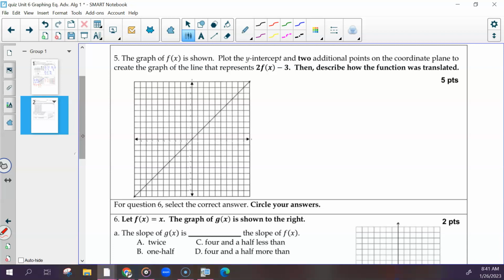You should not have a whole line. You shouldn't have them connected. It does say to create the graph of a line, but you aren't actually doing that. You're just plotting the points. It also says describe how the function was translated.